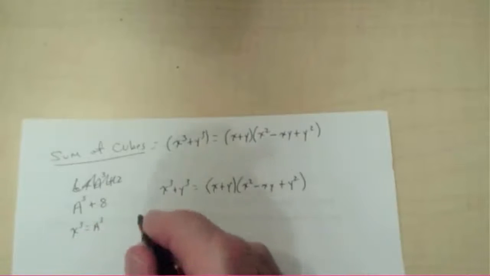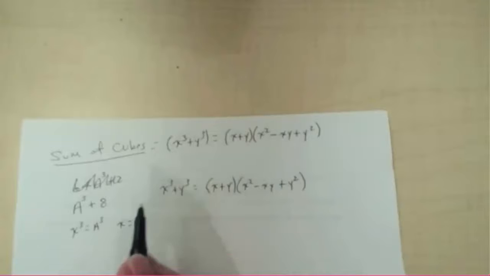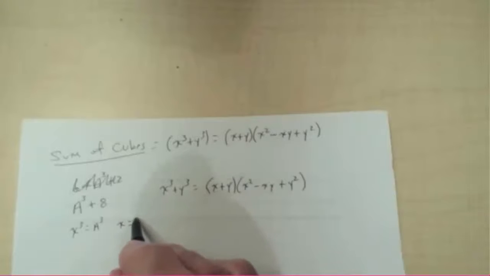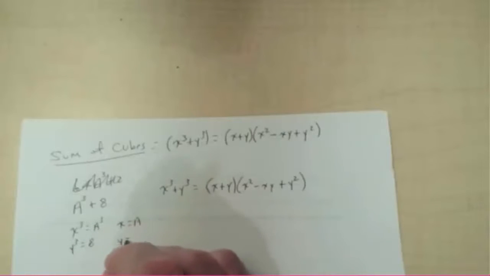If x cubed is a cubed, then what is x? A. Right, take the cube root of those. We'll talk more about cube roots and square roots and all that next week. And y cubed is 8. So if y cubed is 8, then y is 2. Now all we have to do is plug these numbers in.